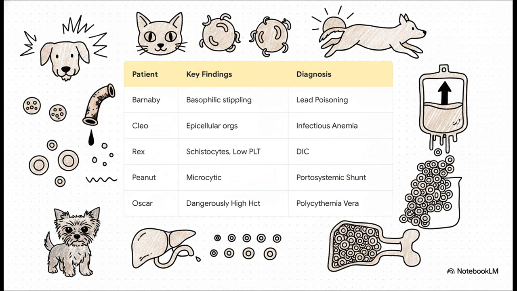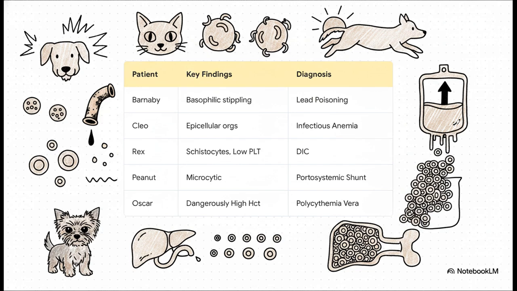Keeping up the rapid-fire pacing, let's look at Case 11, Barnaby, who came in with seizures. He shows inappropriate regeneration, meaning we see nucleated red blood cells and basophilic stippling, but no actual reticulocytes. That combo diagnoses lead poisoning. Case 12, Cleo, has highly regenerative anemia with tiny epicellular organisms stuck right on her red blood cells. That diagnoses feline infectious anemia.